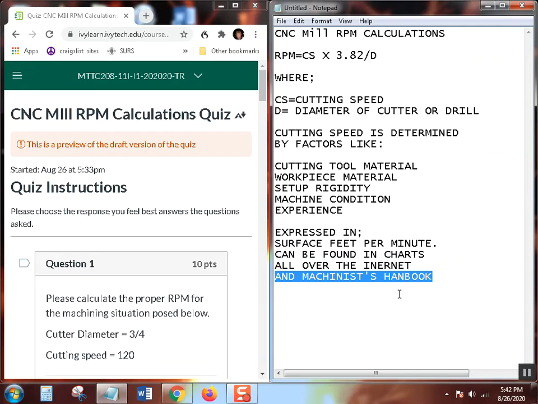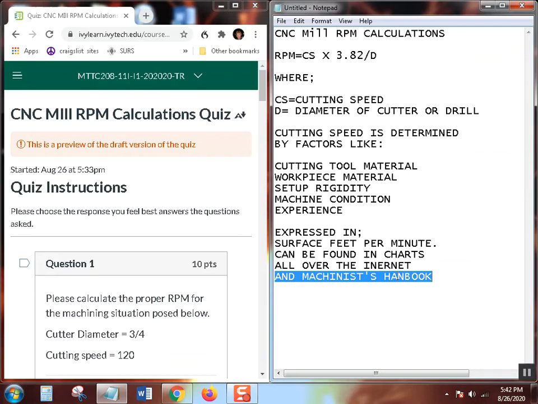I will be posting some charts so you can look at them. Most of the time, I will give you the recommended cutting speed to use. No, not all the time. But when you look at these charts, you're going to see that the cutting speed is expressed in a range. For high speed steel and 1020 cold rolled, it'll say something like anywhere from maybe 70 surface feet per minute to 180. And you're going to go, what do I use?